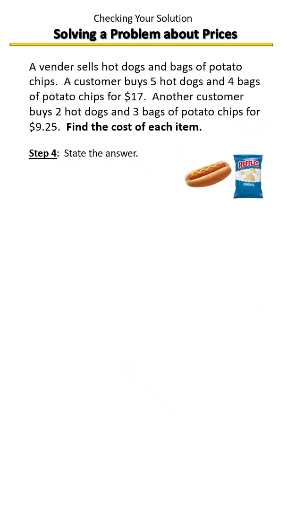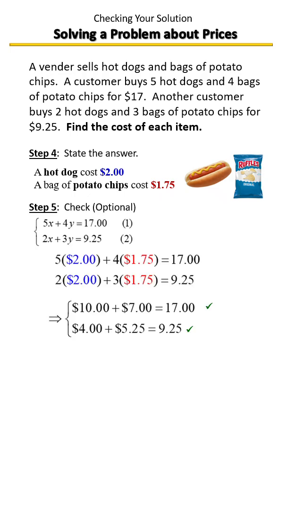And now we're going to state our answer. 1 hot dog costs $2, and a bag of chips costs $1.75. Remember, if you're not sure about your answer, you can always plug your answer back into the original equation. If when you plug it in, it leaves you with a true statement, then that is your proof that yes, that is indeed your answer.